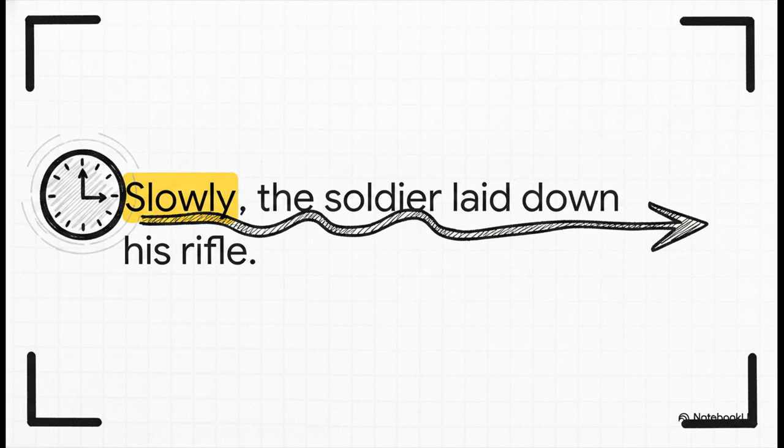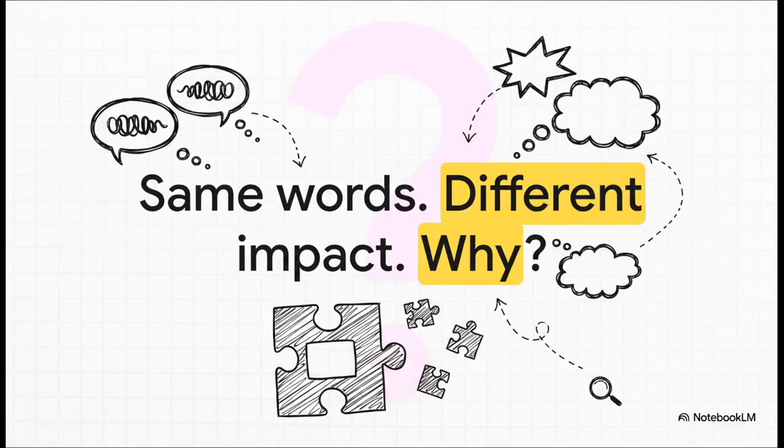Slowly, the soldier laid down his rifle. Whoa, now there's tension, right? A sense of deliberation. That slowness is now the most important thing in the sentence. It's almost cinematic. So what's going on here? The words are exactly the same. The event is the same. So why does just shuffling the order change the entire experience for us as a reader? Well, that is the puzzle we are going to solve today.